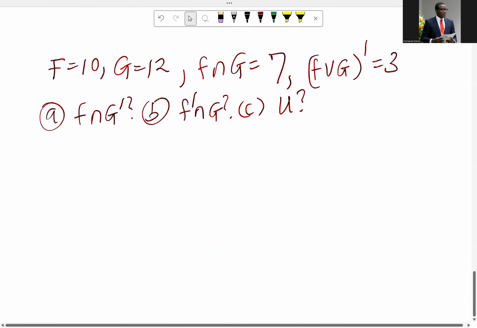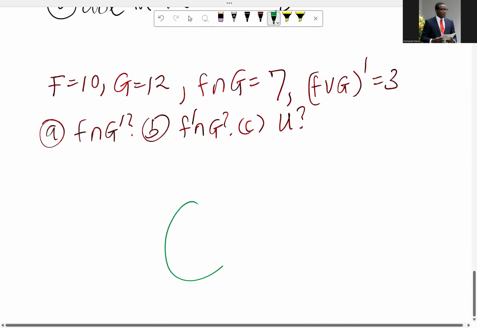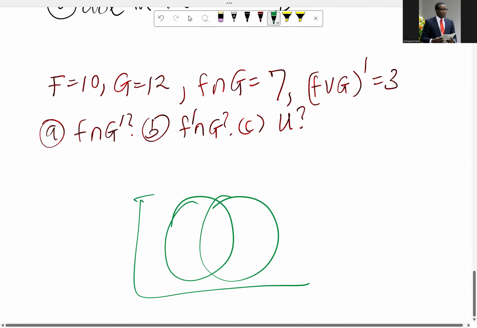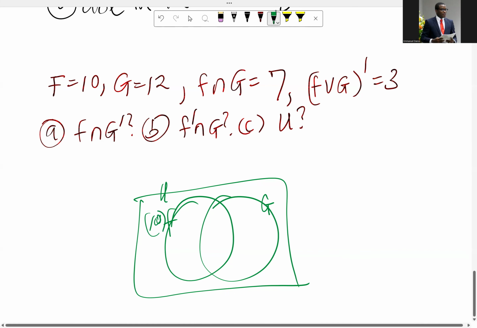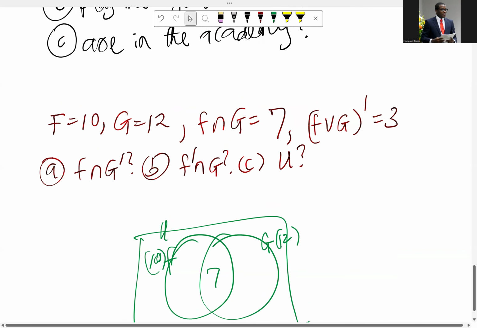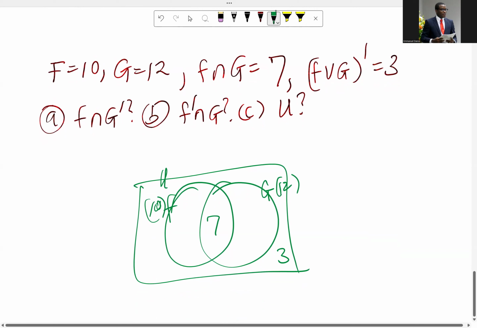We have to make an attempt at drawing the Venn diagram. So you have this, and all of this will go. This is flute, this is guitar, and this is the universal set. For flute, we have 10, not flute only now. Then for guitar, we have 12. And for both, we have 7, this is F intersection G. Then (F union G) prime, those are the outsiders, we have 3.